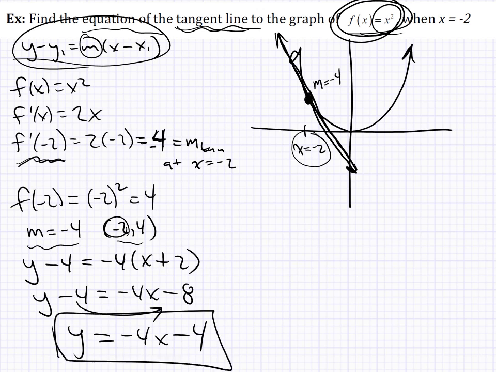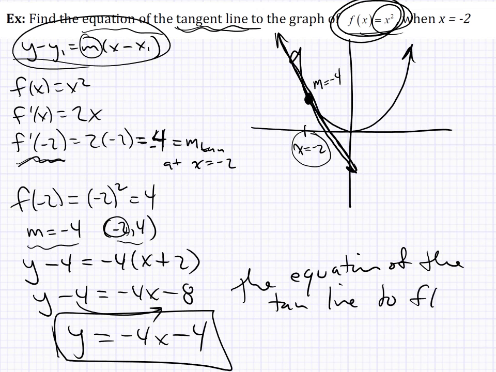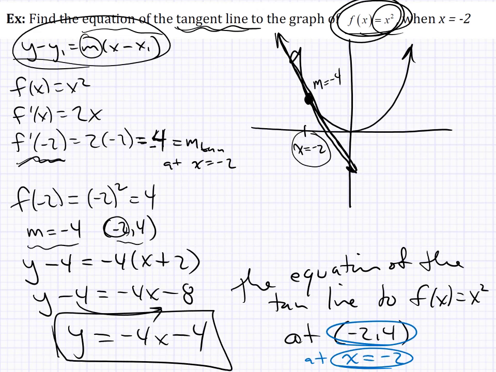This here is the equation of the tangent line to f of x equals x squared at -2, 4. Or I could also write that at x equals -2. Whether I just give the x value or I give the full point, doesn't really matter.